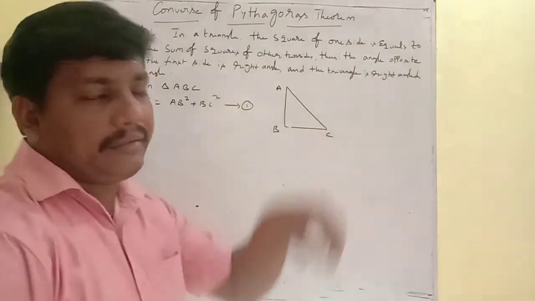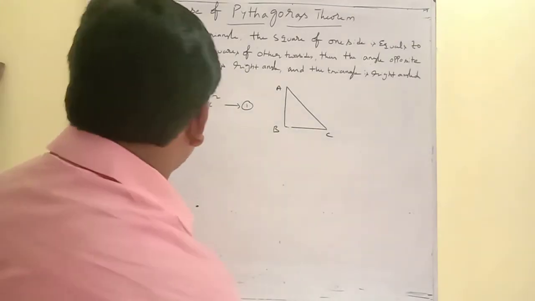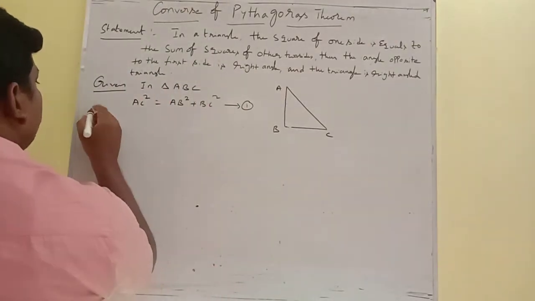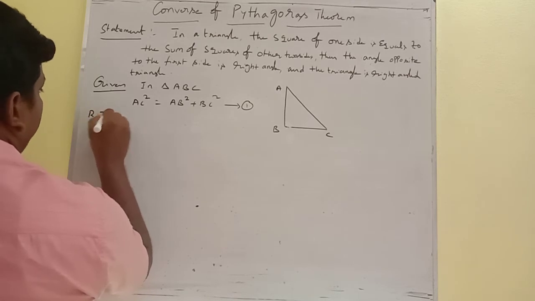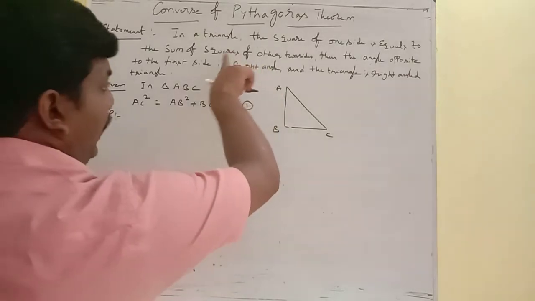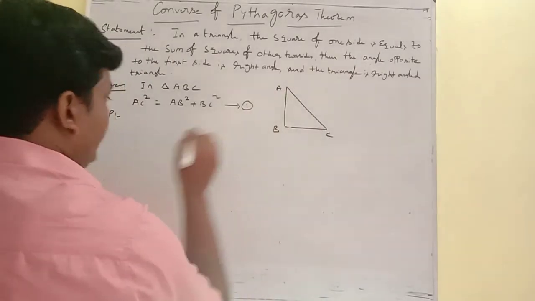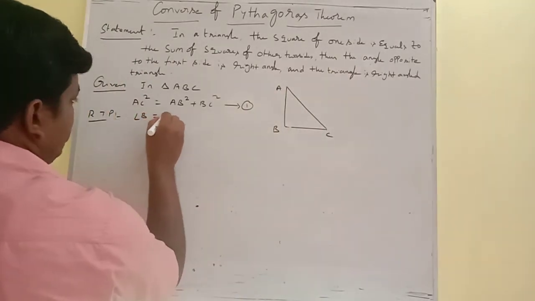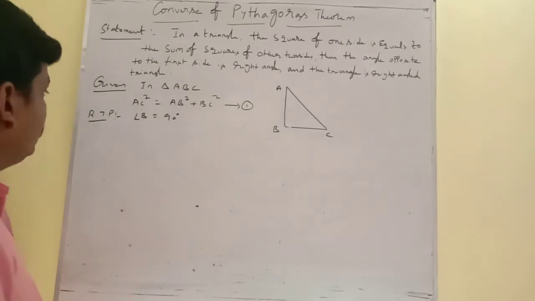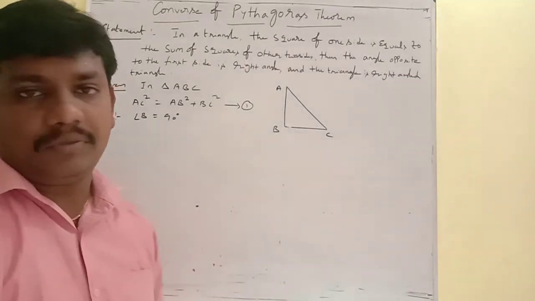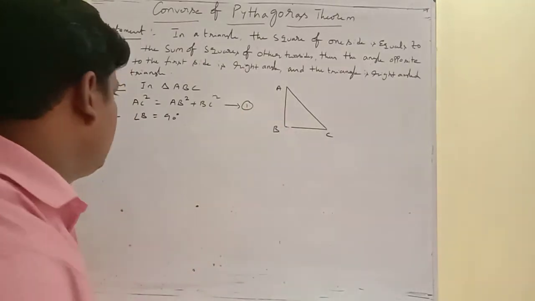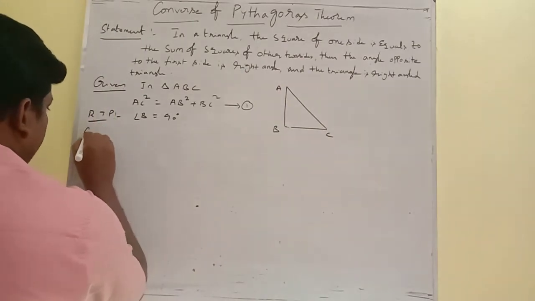To prove this statement, we need some construction. So what is required to prove? The angle opposite to the first side. What is the first side here? AC. The side opposite to AC is angle B. Now we have to show that angle B is equal to 90 degrees. So this is what we have to prove, RTP: angle B is 90 degrees.